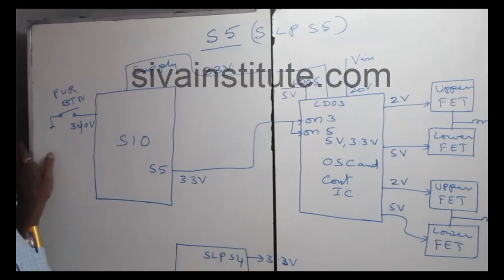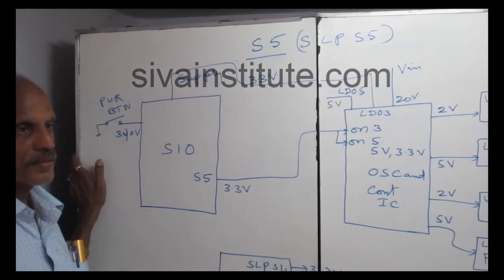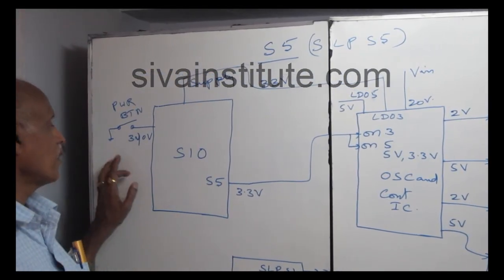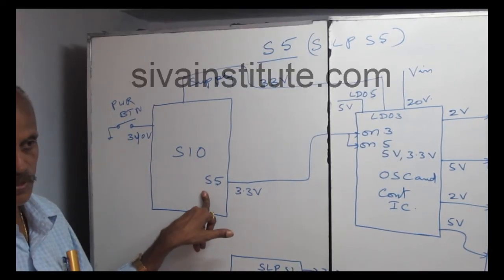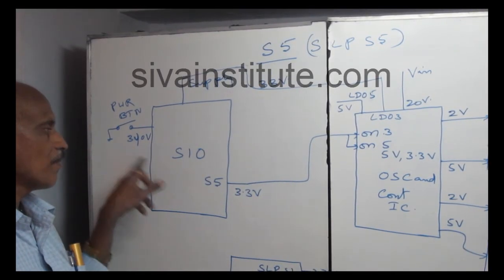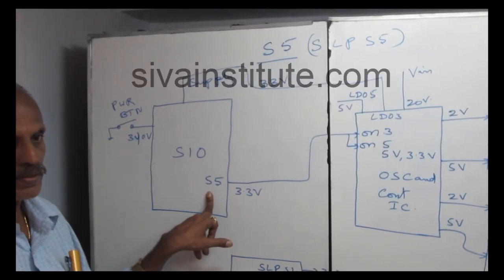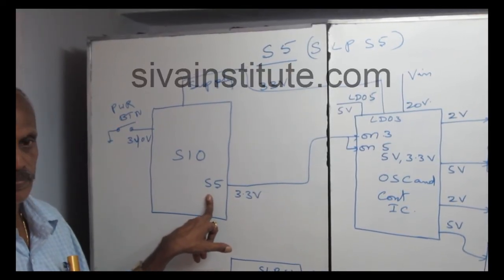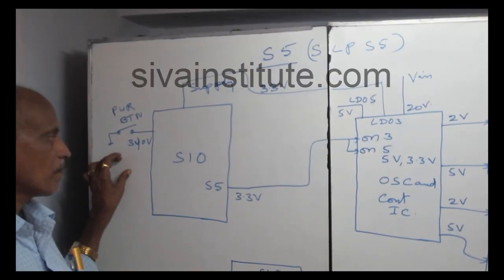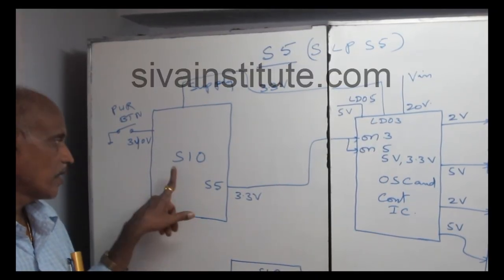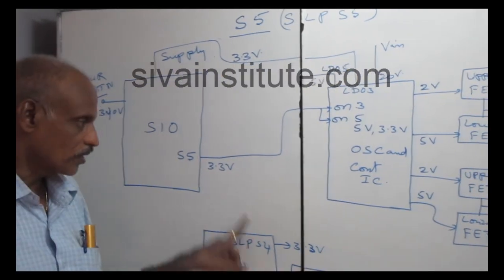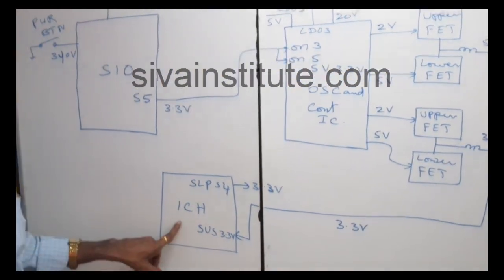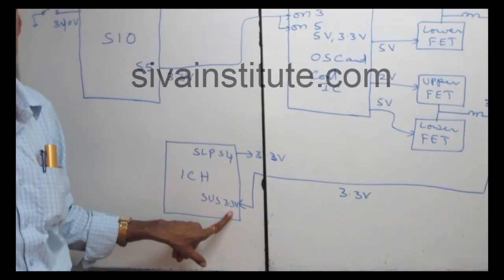SLP S5 or S5 command. At this starting point, when you press the power button, this voltage is released by the SIO chip. Before pressing the power button, there is no voltage at this point; you should check the bias chip. When you press the power button, this 3.3 volts will be released by the SIO chip. This is the input. The output voltage goes to ICH suspend 3.3 volts.